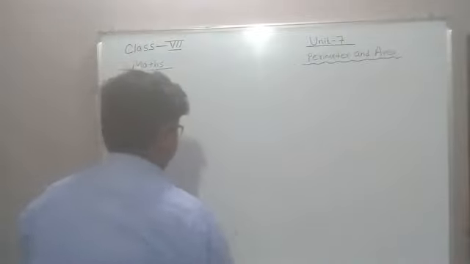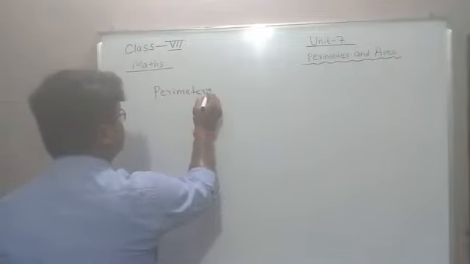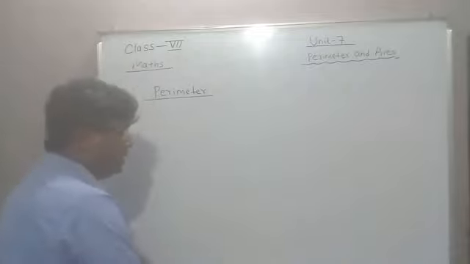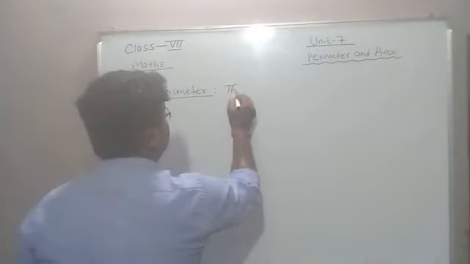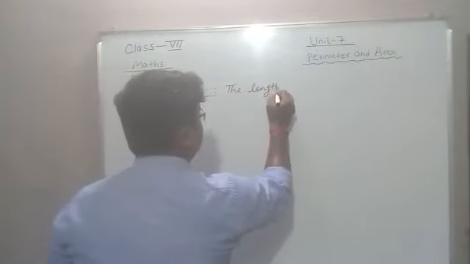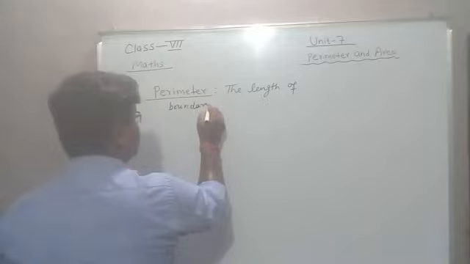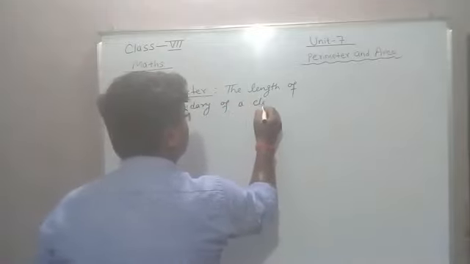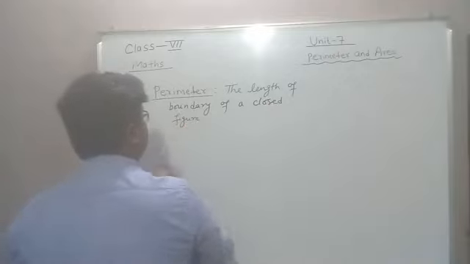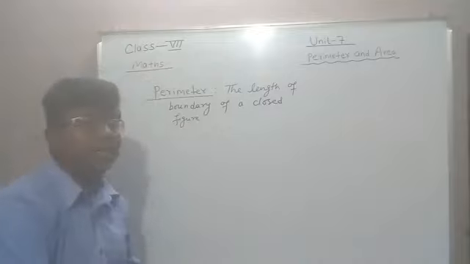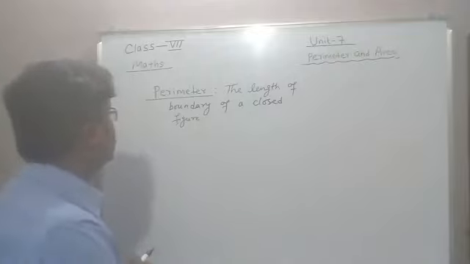So what does this perimeter mean? What is the meaning of perimeter? Perimeter means it is the length of the boundary of a closed figure. Okay, it is called your perimeter.